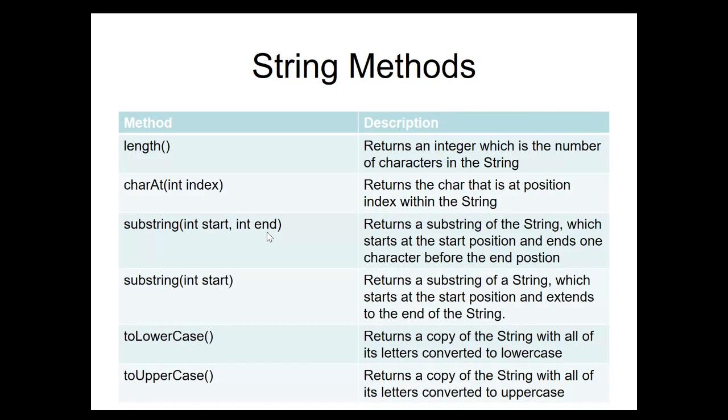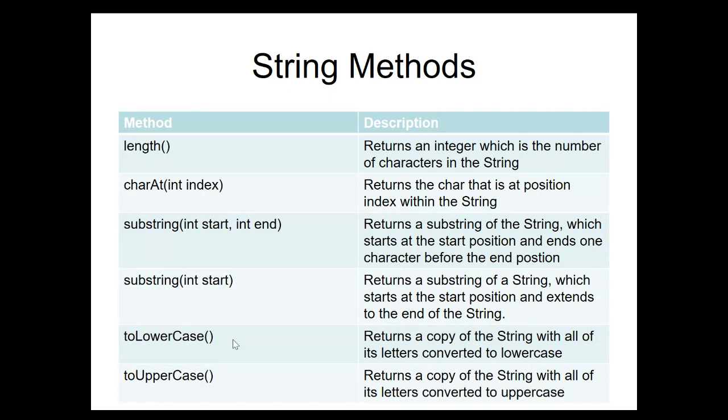Now, substring is a method that's overloaded, which means it has two different ways you can call the method. The method name is still substring. That's why it's called method overloading, because it overloads that name, substring. But you can see it's different based on the number of parameters that you give it. So this one takes a start and the end. This one just takes a start. So this version of substring starts at this number and goes to the end.